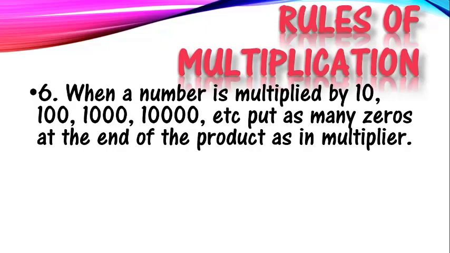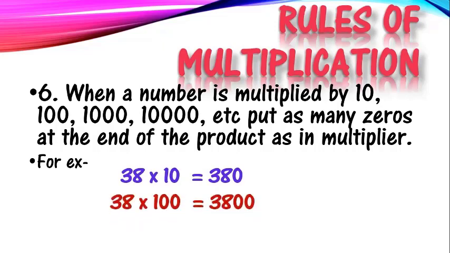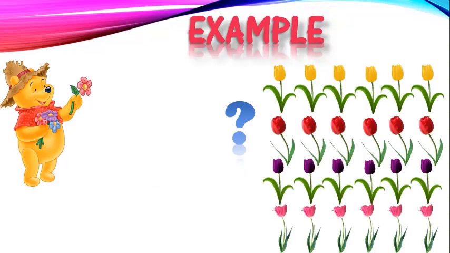Rule number 6. When a number is multiplied by 10, 100, 1000, 10,000, etc., put as many zeros at the end of the product as in the multiplier. Okay, so the multiplier is the number with which we are multiplying the number. To understand it in a better way, let's see some more examples.